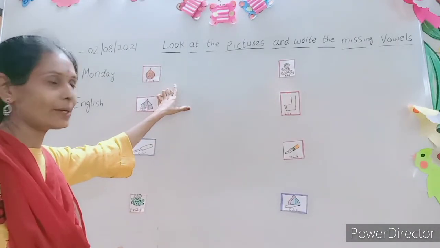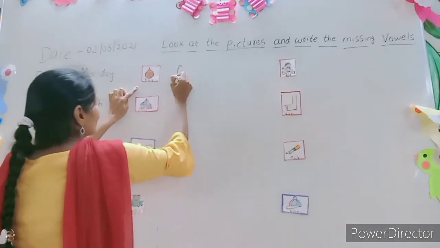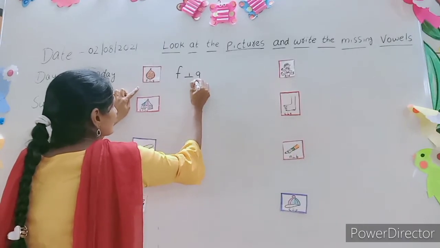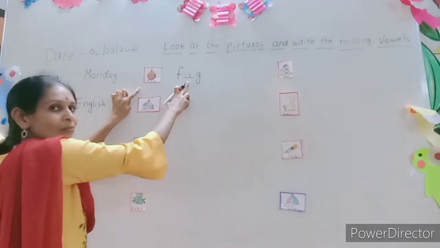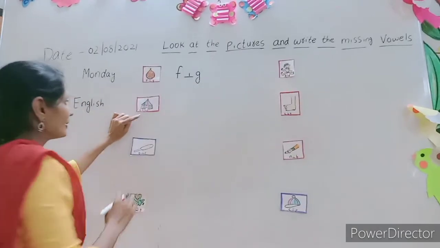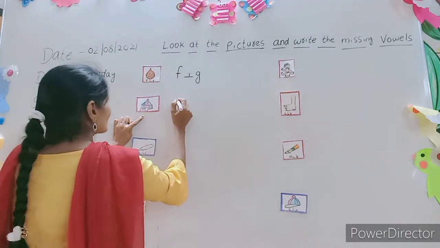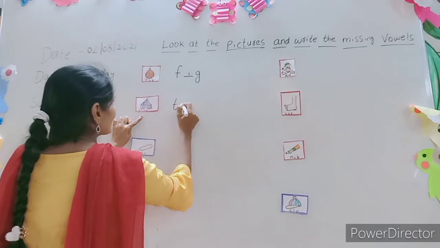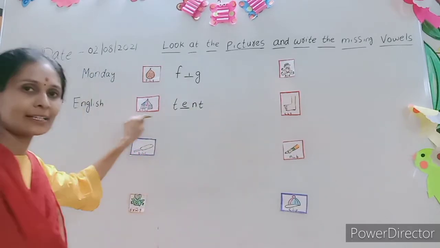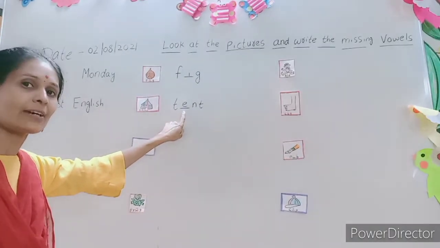Okay? What is this? Fig. So F, I, G. What is I? I is a vowel. Then which picture is this? This is a tent. T, E, N, T. Tent. Now what is E? E is a vowel.